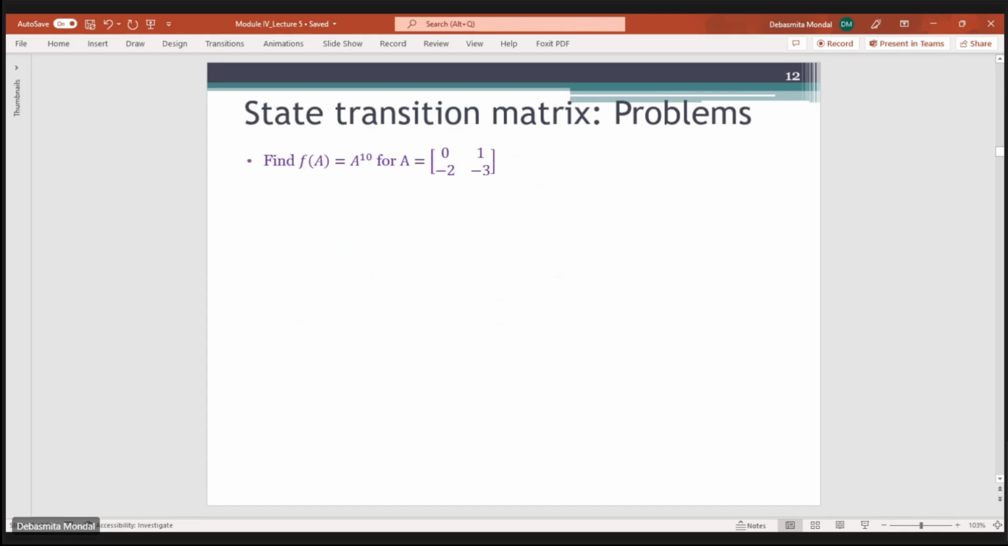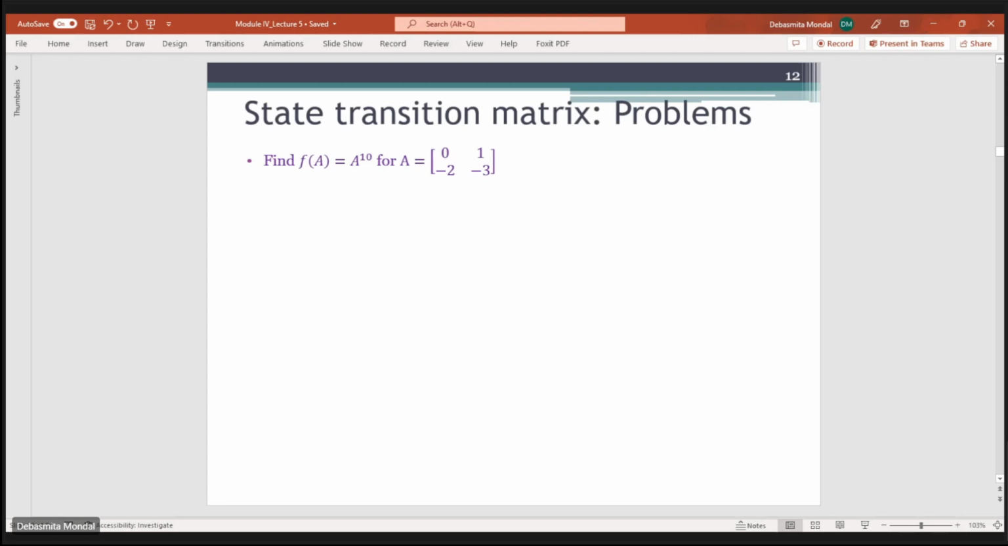Okay, so now let's try to solve an example, then I think it will be clearer how to compute this state transition matrix using the Cayley-Hamilton method. Let us say it is given that the state transition matrix f(A) is equal to A to the power 10, and the matrix A is given by this matrix, right? Now if you want to compute the value of this state transition matrix by simply multiplying the matrix A 10 times, then obviously you can understand that it would be a very tedious process. So for that we will use the Cayley-Hamilton method.